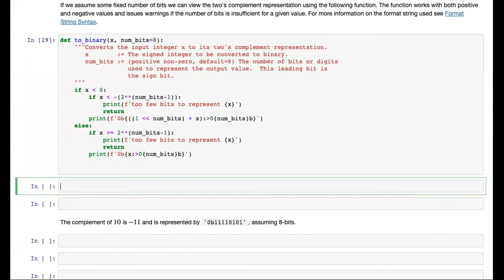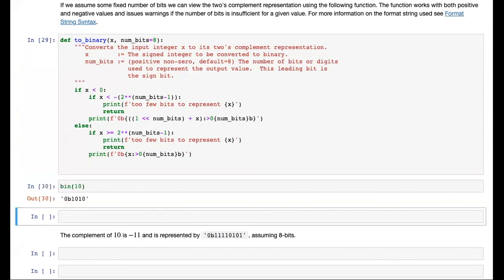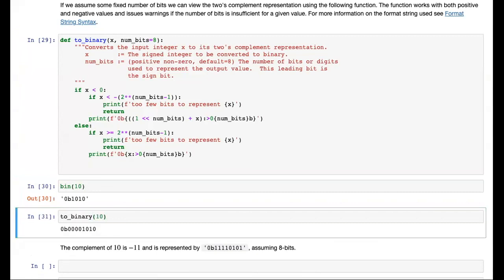So as a sort of sanity check, I can write bin 10 to output the binary representation of the value 10, and then we can use our new function to_binary to output the same value using a fixed width. So you see the only difference between these is that this function outputs an additional 4 zeros on the left-hand side, whereas the old bin function truncated the same zeros.